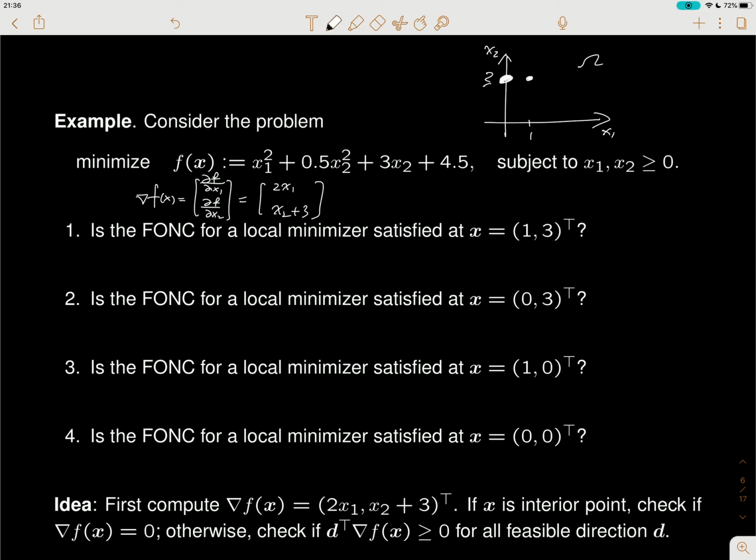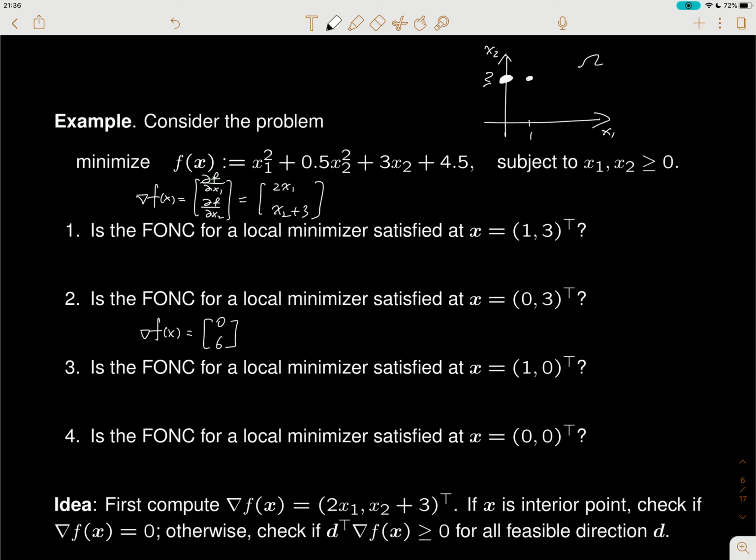It's right here, and that is on the boundary, right? That's on the boundary, because the point, the omega, is actually the first quadrant. So I need to first compute the gradient at this point, and I'm going to plug in x1 equals 0, x2 equals 3. So I've got (0, 6).